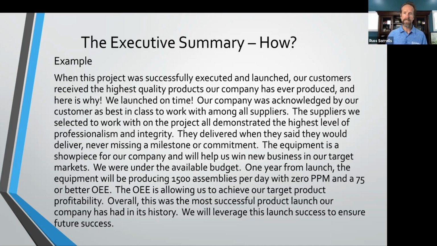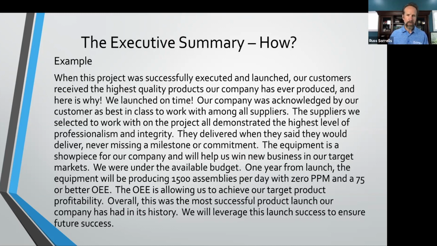So when this project was successfully executed, again, we're talking about the future. When this project was successfully executed and launched, our customers received the highest quality products our company has ever produced, and here's why. We launched on time. Our company was acknowledged by our customer as the best in class to work with amongst all suppliers. The suppliers we selected to work with on the project all demonstrated the highest level of professionalism and integrity. They delivered when they said they would and never missed a milestone or commitment. That's the kind of supplier you want to be looking for, right?